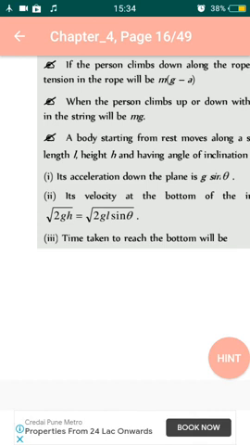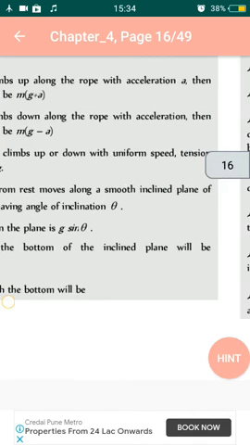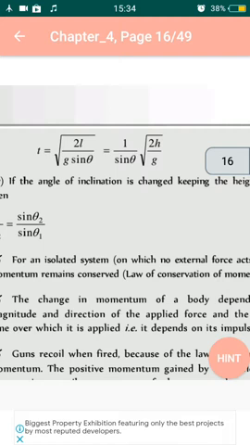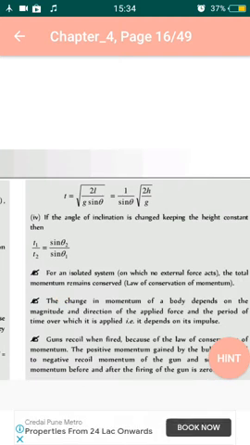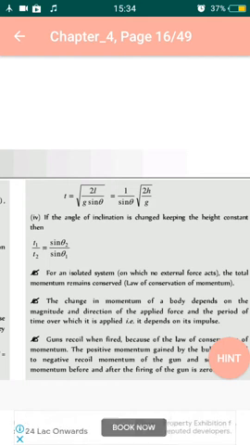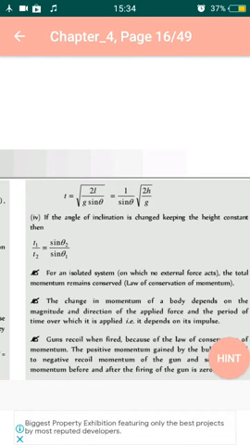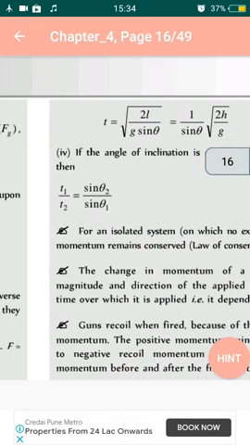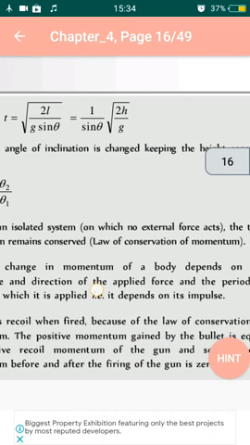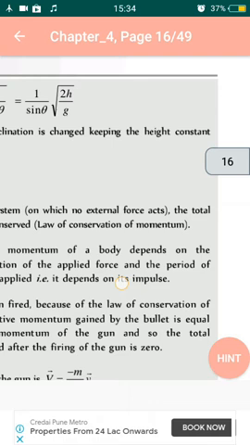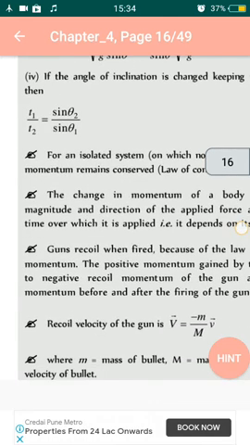Third, the time taken to reach the bottom will be t equals under root of 2L by g sin theta, which equals 1 by sin theta times under root of 2h by g. Fourth, if the angle of inclination changes keeping the height constant, t1 upon t2 equals sin theta 2 upon sin theta 1. For an isolated system on which no external force acts, the total momentum remains conserved.